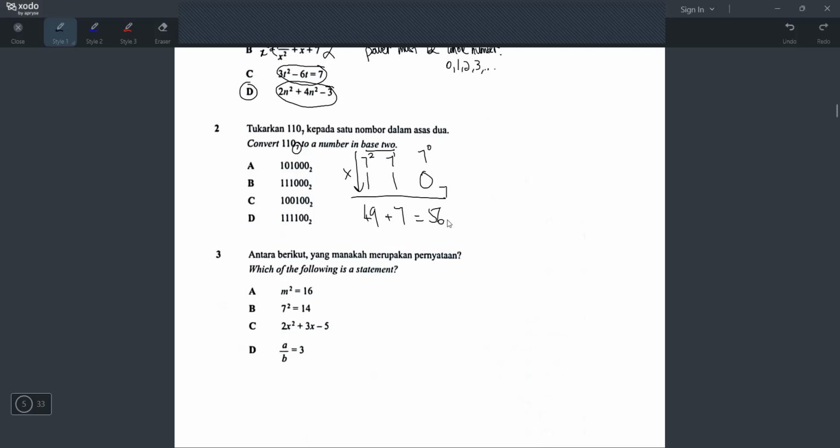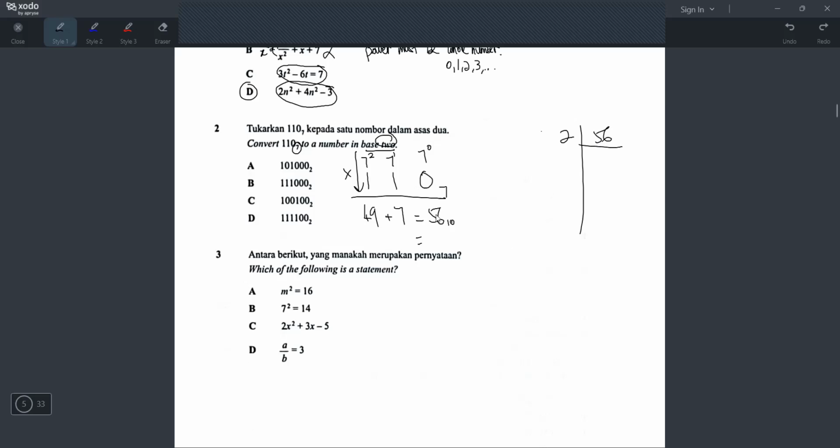But this is not the answer. This is in base 10. They want in base 2. So in order to convert a base 10 to a smaller base, like a base 2, you have to use the division method. So you can do it like this, 56, draw a line, and then divide by 2, right? Okay, I don't like this method. Of course, if you want to do it like that, can also. No one's stopping you. But I want to show you a faster way.